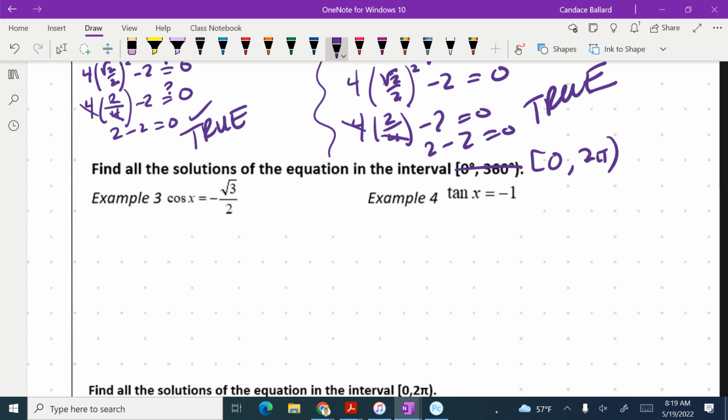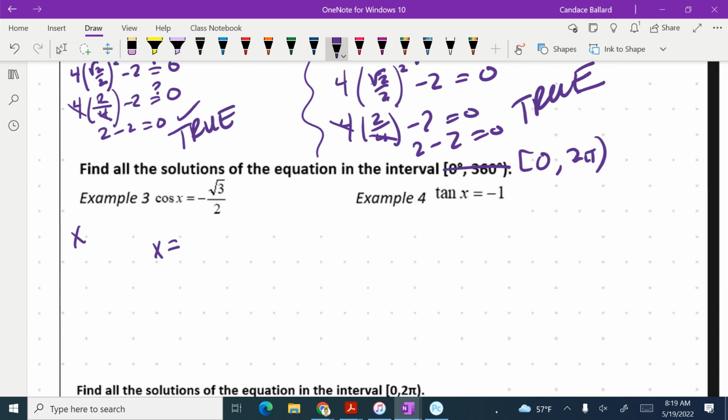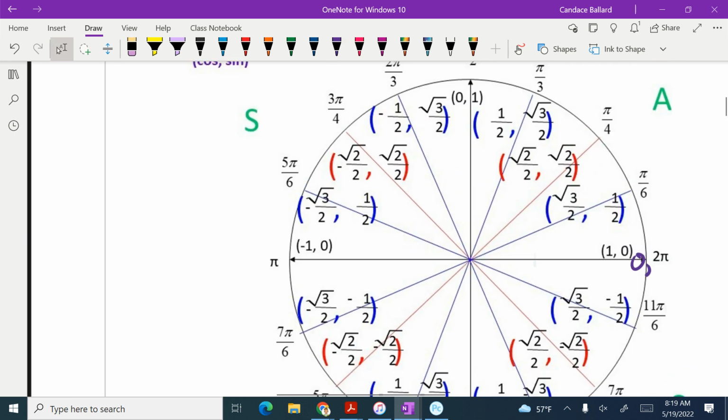So I've got to figure out what the angle measure is for when the cosine is equal to negative square root of 3 over 2. I start by asking myself, is cosine the x value or the y value? X. And we've done something similar to this before. So we're kind of baby stepping it back up here. So I'm going to go find all the places where the x value is equal to negative square root of 3 over 2.